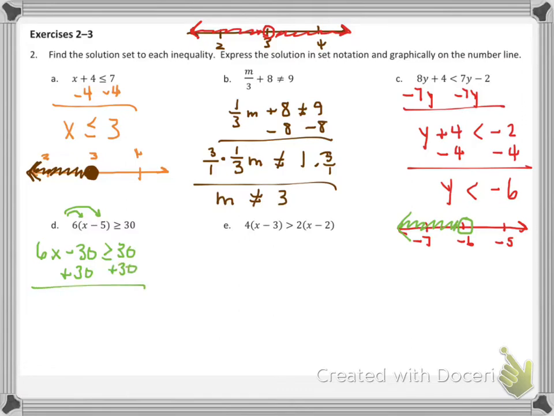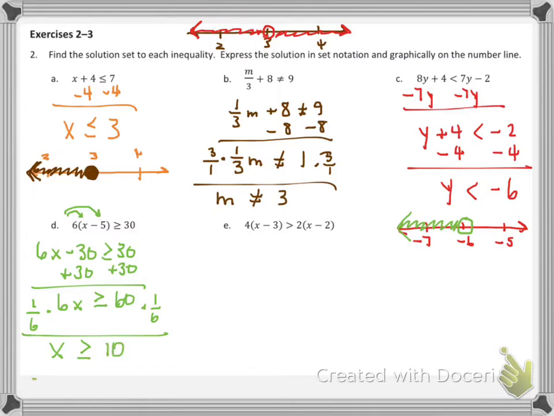And when I do that, I get 6x is greater than or equal to 30 plus 30 is 60. And then I'm just going to multiply by the reciprocal of 6, which is 1/6. And if I do that, that will isolate my variable. X is greater than or equal to 60 divided by 6 is 10.